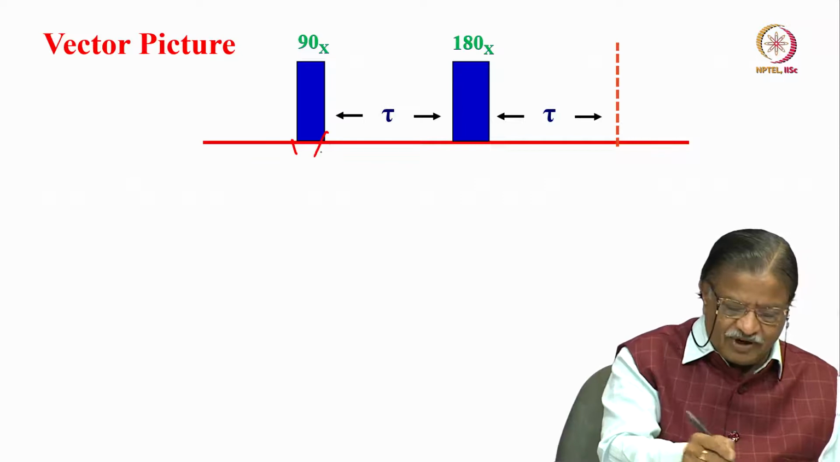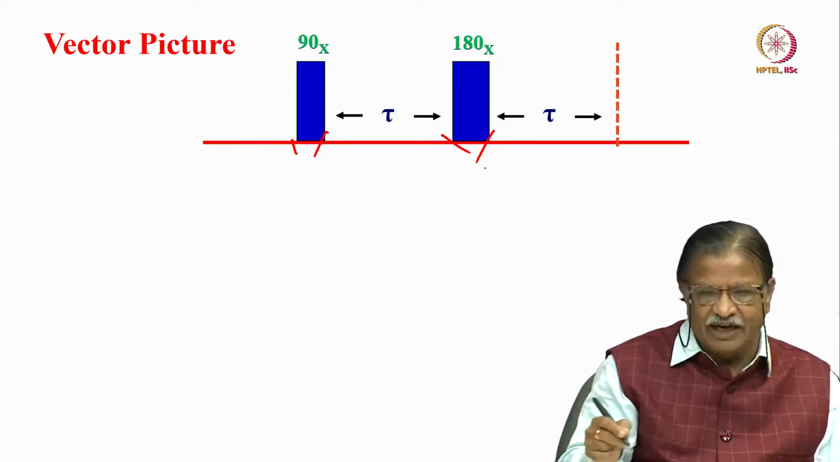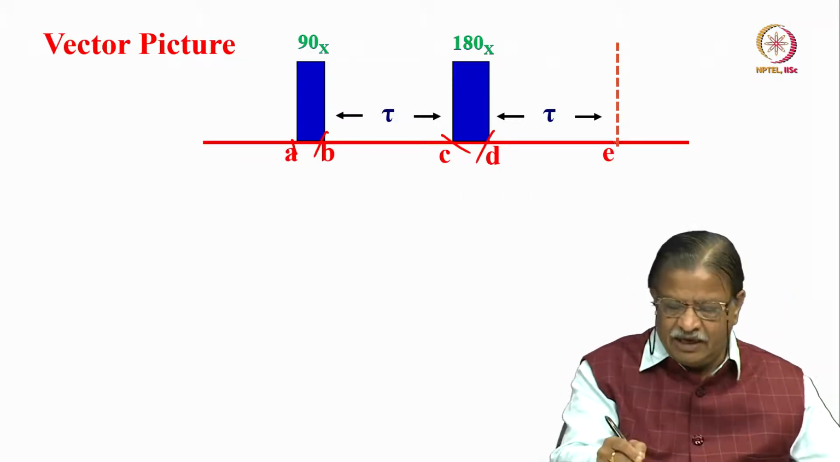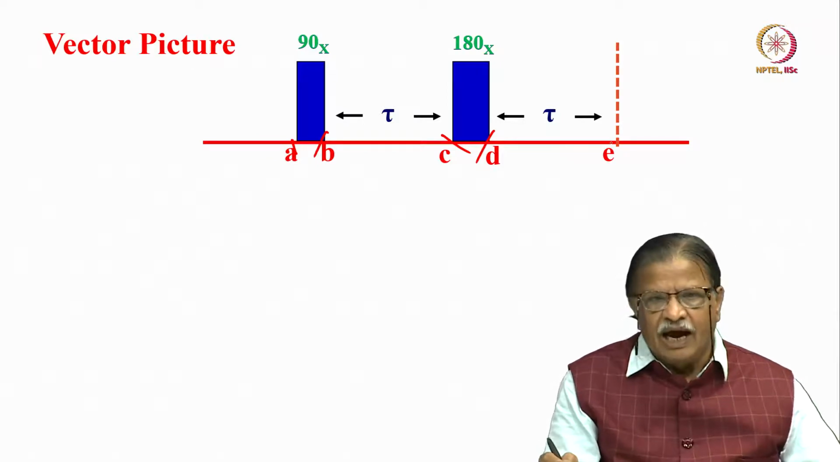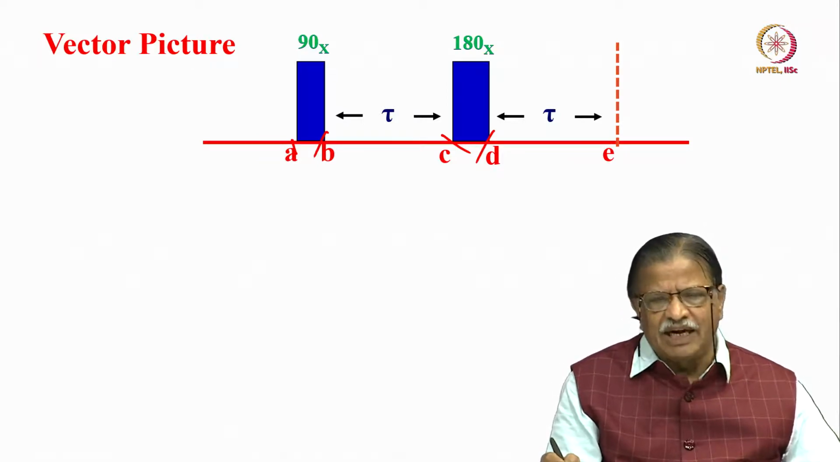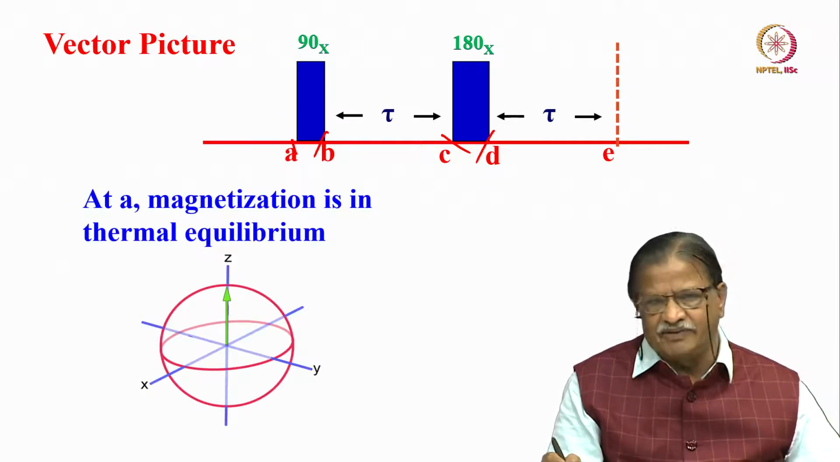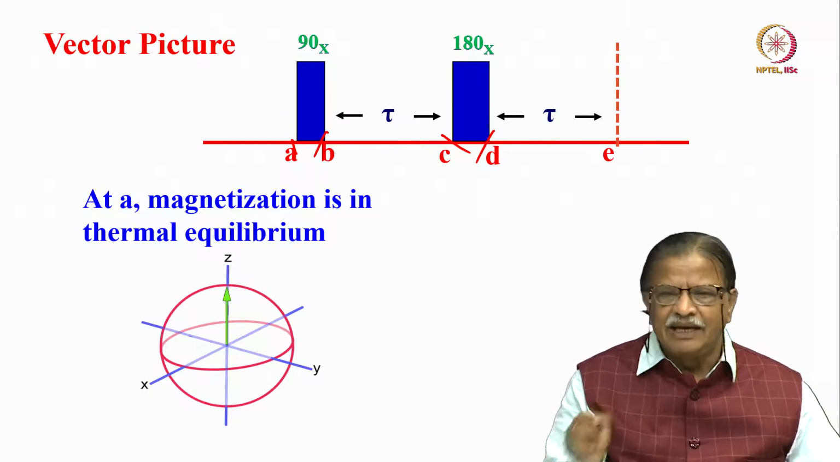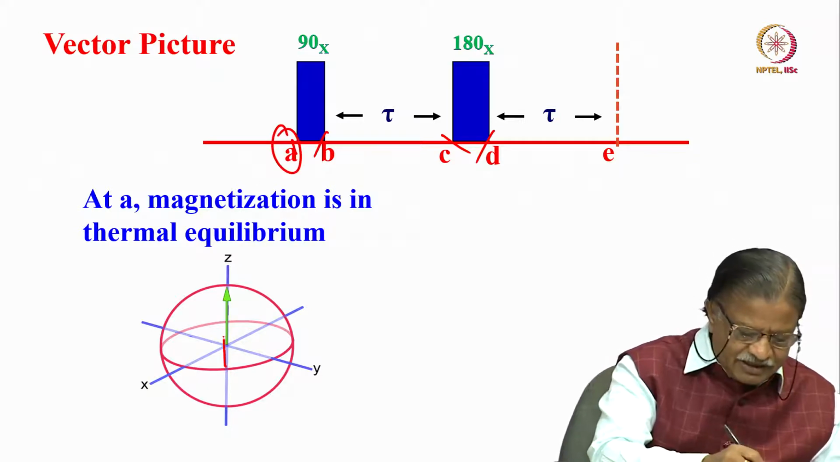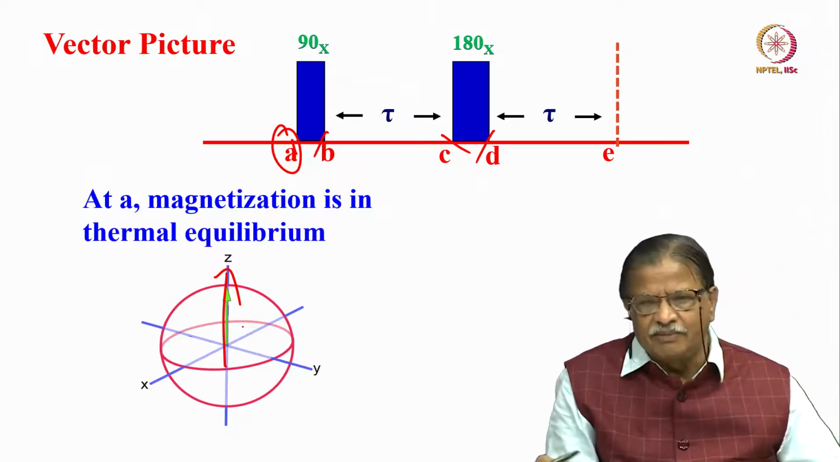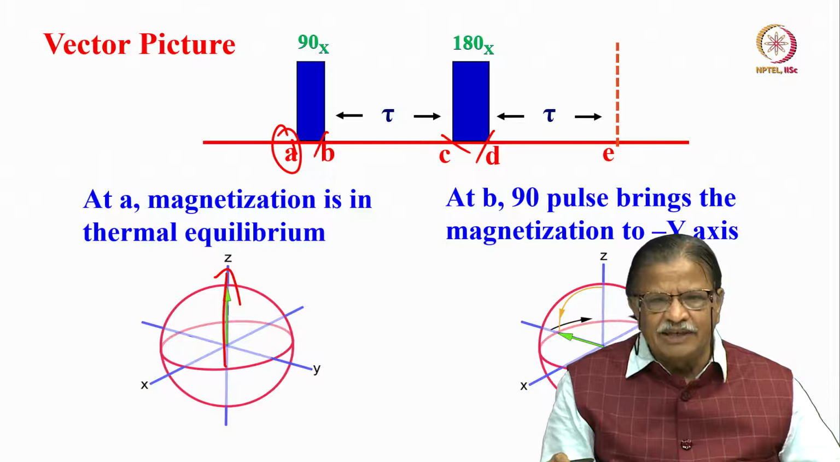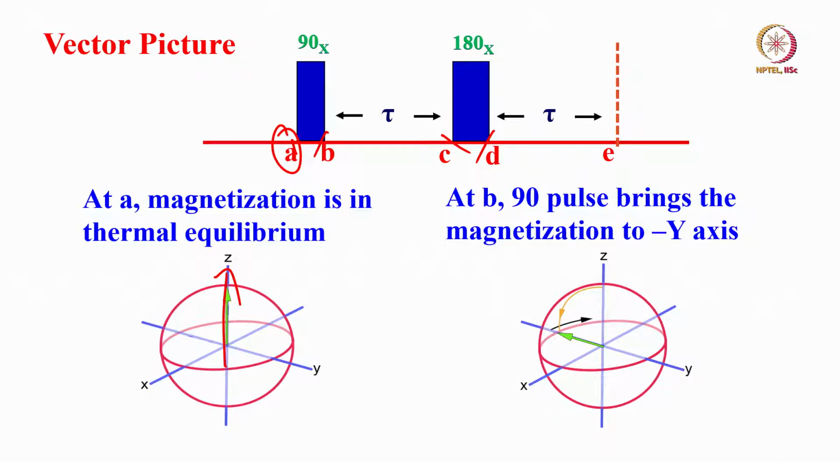We start with different time periods. I call them A, B, C, D, and I call this E. At A, what is the state of magnetization? At A, it is in thermal equilibrium along the z axis. At B, what is happening? You are applying a 90-degree pulse, you brought the magnetization to the minus y axis. That is the state of magnetization at B.